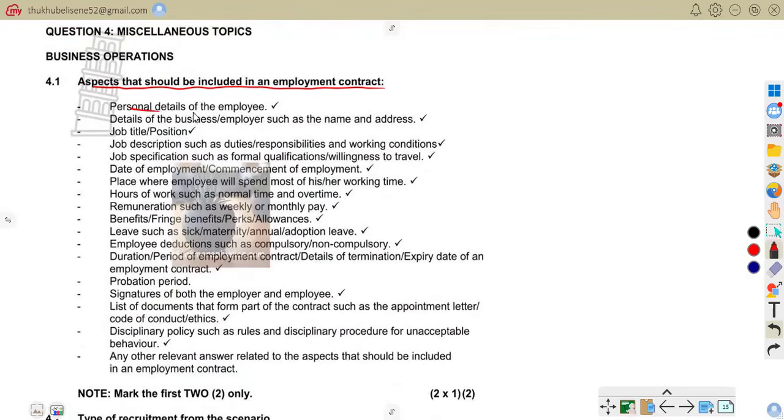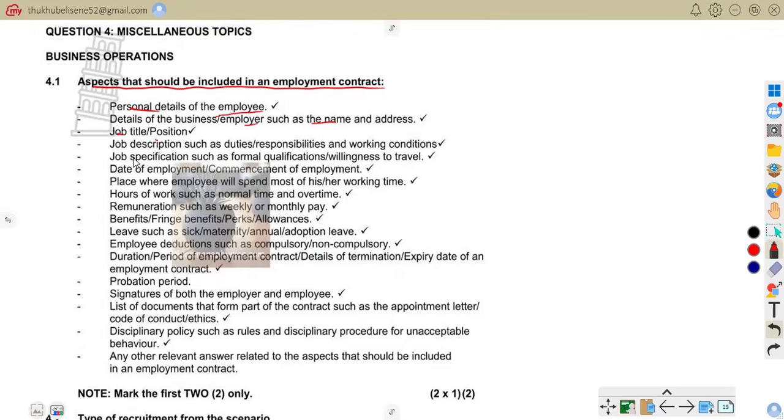The first one is personal details of the employee. So we talk of the employee ID information, stuff like that. Details of the business or employer, such as the name and address. So here we're talking about the employer details. That's when you're talking of the company address and stuff like that. Job title or position. So we talk of jobs that are going to be listed. Job description such as duties, responsibilities, and working conditions. So you're talking about the working hours.